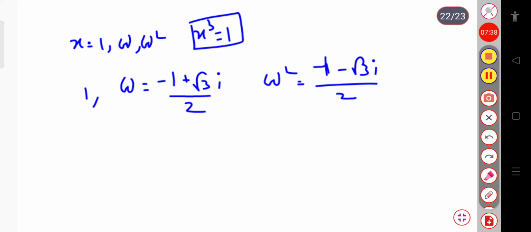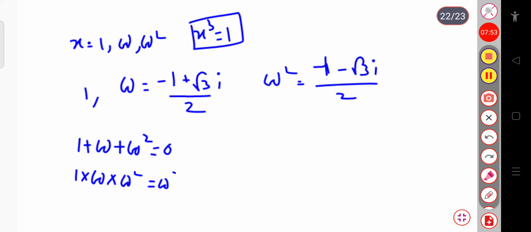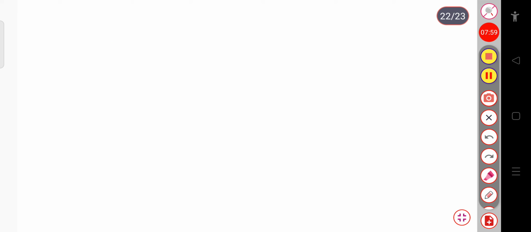And when you add all these, that is 1 plus omega plus omega square, you will get 0. But when you multiply them, that is 1 into omega into omega square, which equals omega cube, you will get 1. So this value equals 1.